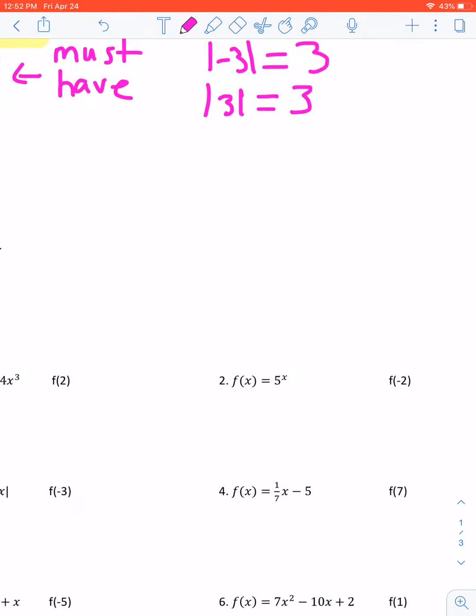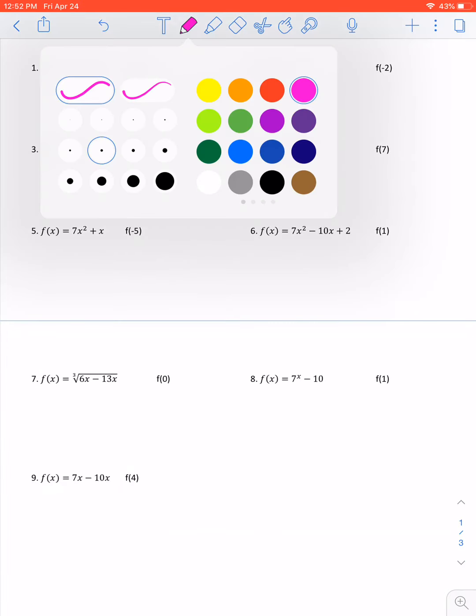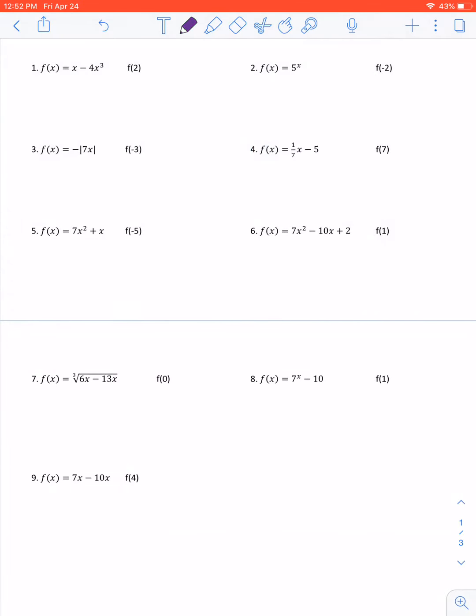So let's look at these bottom 9 equations, and let's first identify whether we think they're linear or absolute value. If we're not sure, there might be something else, and those are probably functions we're talking about later in the week. Number 1, the highest exponent's 3. Nope. Number 2, the highest exponent's a variable. Nope. Number 3, oh, there are those absolute value bars, so number 3 is going to be absolute value. I'm going to abbreviate that ABV.